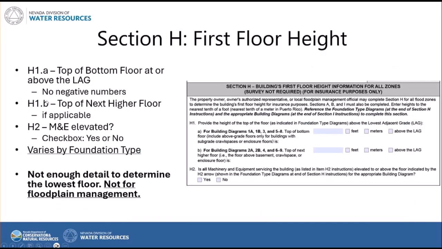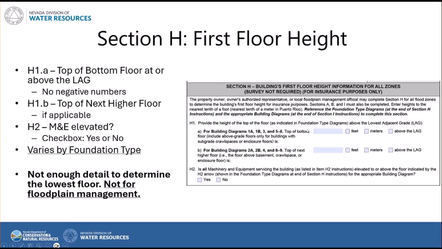only trying to take a look at the top of the bottom floor at or above the lowest adjacent grade. They're not collecting, it says include above grade floors only. So if there's a building with a subgrade crawl space or a basement or other below grade enclosure, there's no below the lag checkbox. They're just going to leave that blank, no negative numbers or anything in here. This is just going to be if it's a slab on grade building, split level building, or some other elevated up on something, piers or a crawl space.